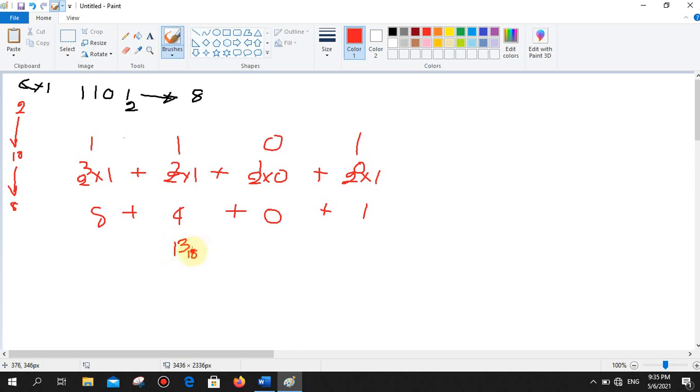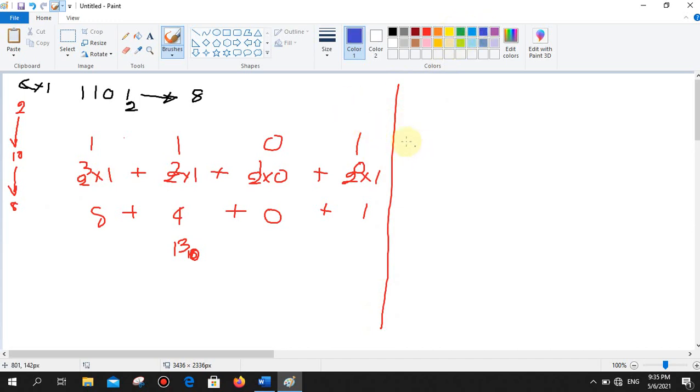So this is not the final answer, children. This is the intermediate. We got this value, right. After that we have another step, that is converting the decimal number into octal. Then only we will get the final value.